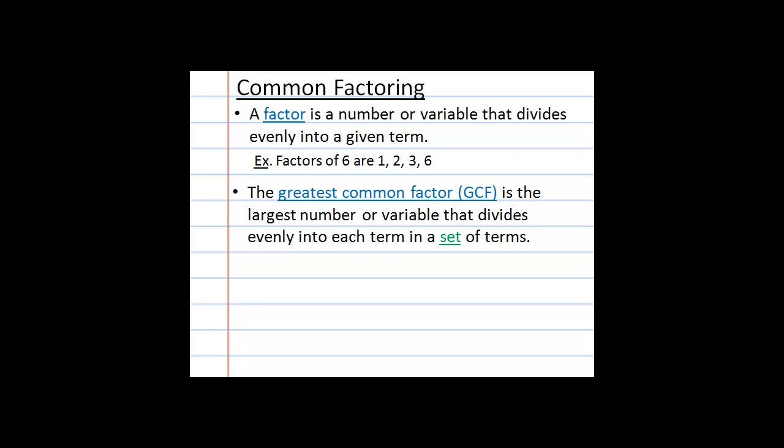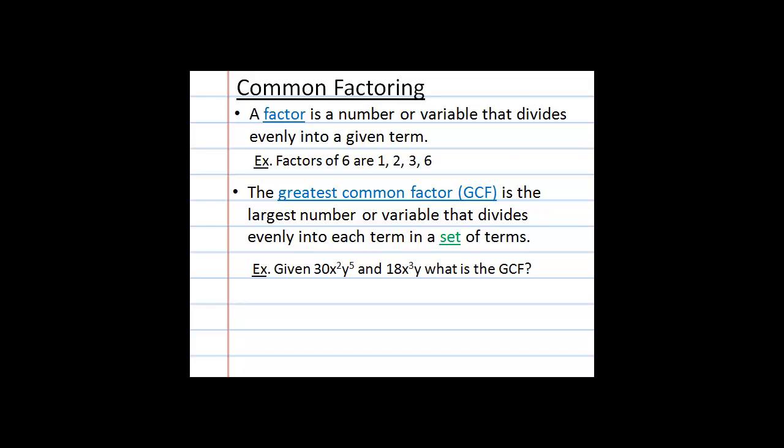Okay? So the greatest common factor then is going to be the largest number or variable that divides evenly into each term in a set of terms. So if I give you more than one term, then the greatest common factor is going to be the largest number or variable that divides into all of those terms.